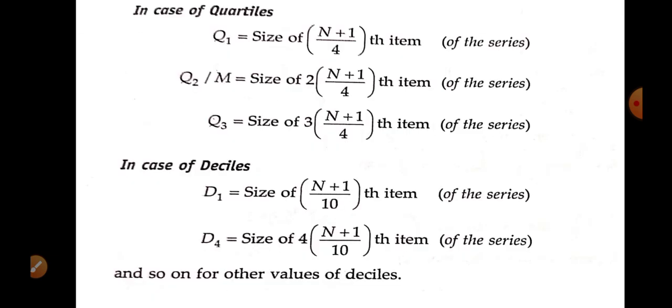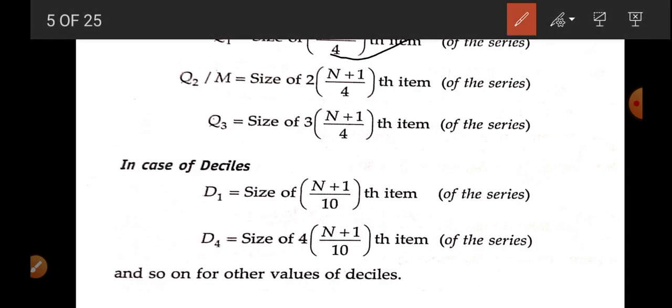Okay students, so it is given here. This is for Q1, this is for Q2, and this is for Q3. D1, D4. So basic D1 divides into 10 equal parts.